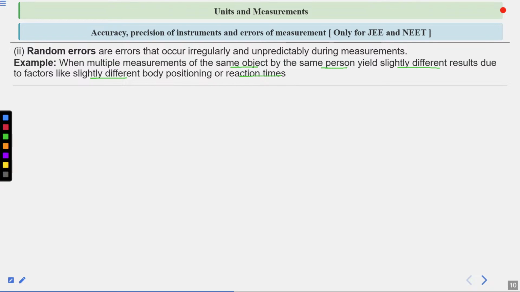What is your doubt? Random errors occur because multiple measurements of the same object by the same person yield slightly different results.